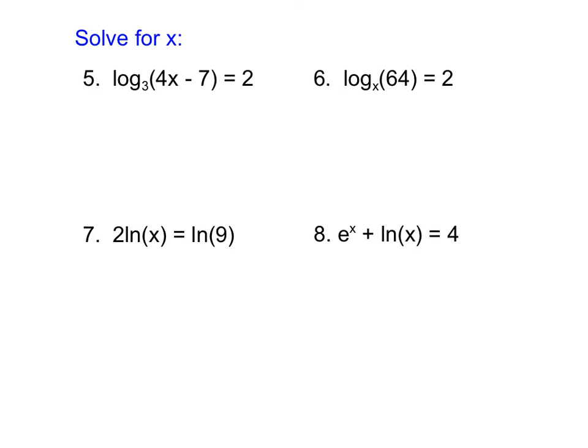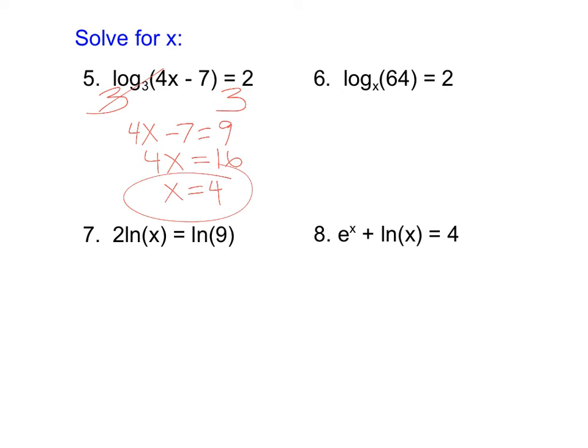All right, these are easier. Just like the inverse of 3 to something is the log, the inverse of log base 3 is a 3, where the 3 is the base. So 3 to the log base 3 cancels out. 4x minus 7 equals 3 squared. So 4x equals 16, x equals 4. Inverse of log base x is x, where the x is the base. 64 equals x squared. x equals 8. It cannot equal negative. You can't have a negative base.